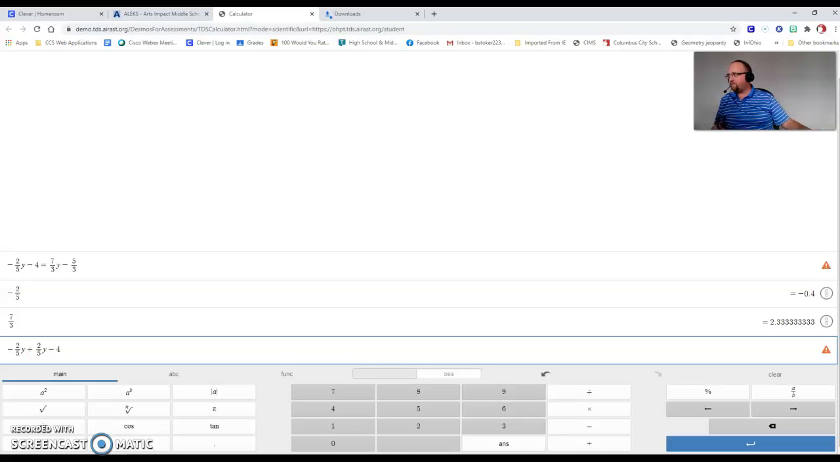Nothing happened with negative 4, so it comes right back in line. The equal sign comes along. Then I have 7 divided by 3, y, plus 2 divided by 5, y, because remember, whatever I do on one side of the equation, I have to do on the other. And then minus 5 divided by 3 stays the same.